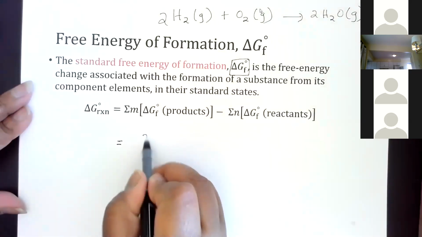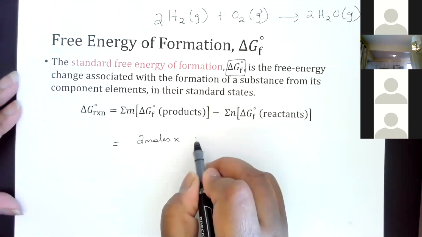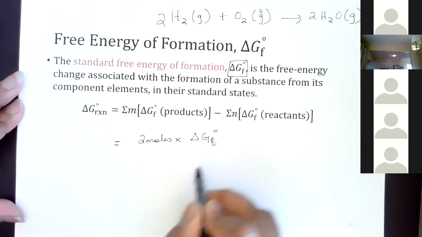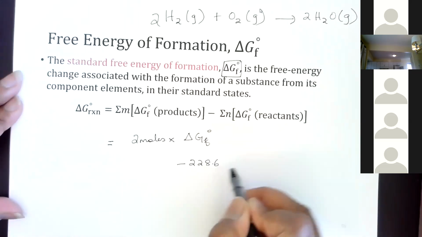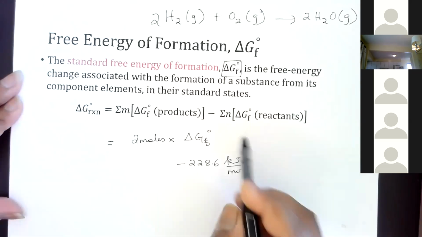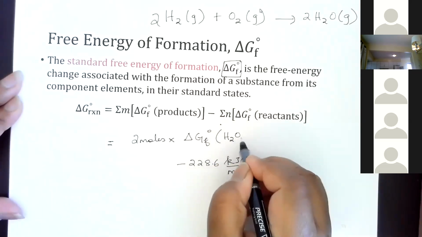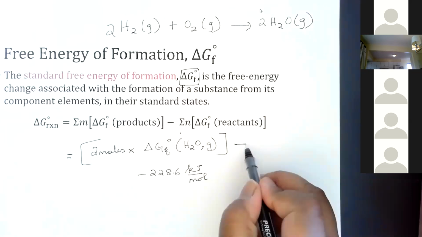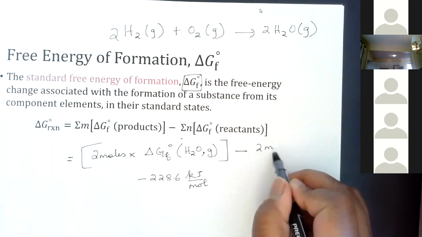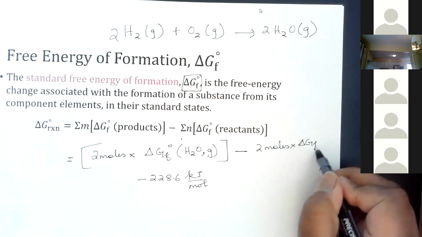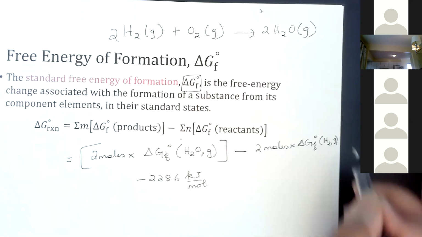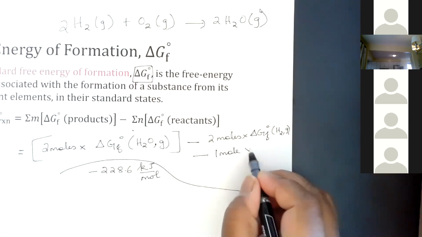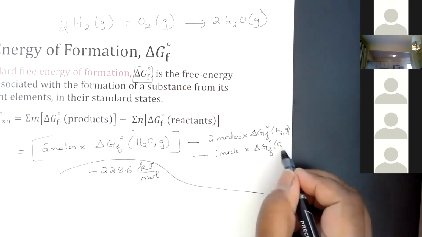Products, you have 2 moles of water. And what was the number that I gave you? Negative 228.6, and that's kilojoules per mole. Okay, close up the brackets. Negative. And you have 2 moles of hydrogen. And then a negative sign for the oxygen. You have 1 mole of oxygen times delta GF0 for oxygen.